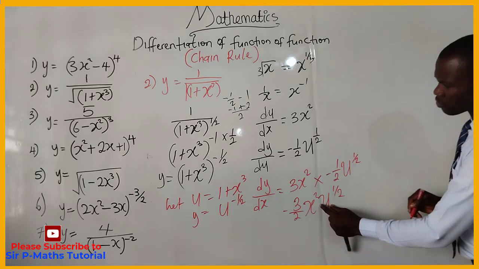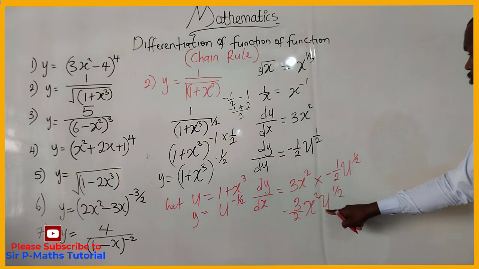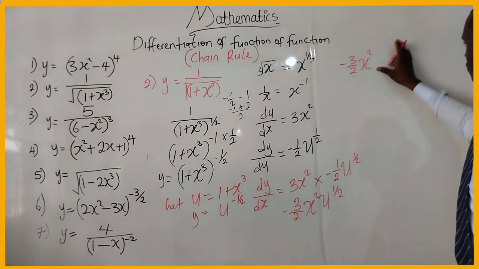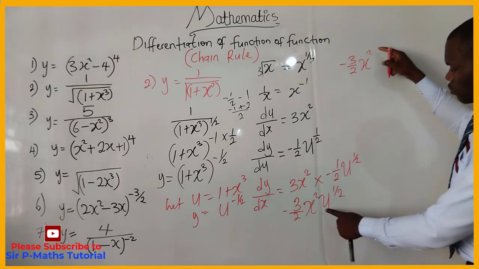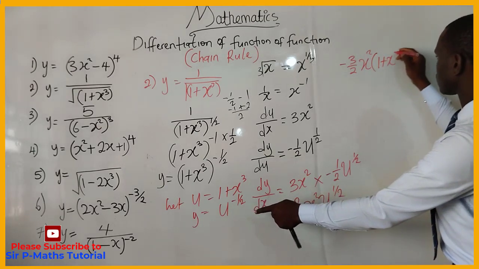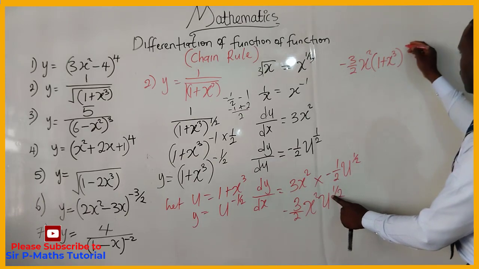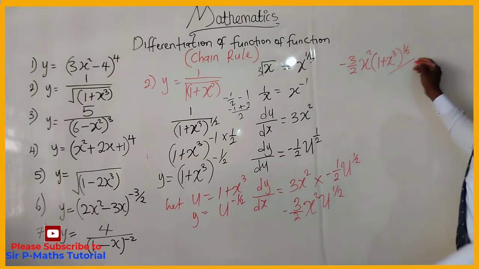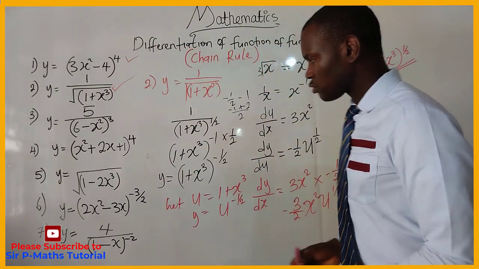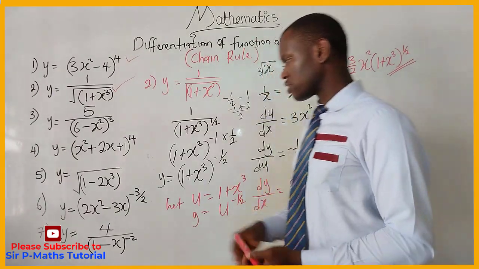But recall that our u is equal to 1 plus x raised to the power 3. So let's substitute. Therefore, I'll have minus 3 over 2 x raised to the power 2. Then we'll now substitute for u. My u is 1 plus x raised to the power 3. We have half here, 1 over 2. This becomes the solution of this guy. So we handle these two. I'll choose another one and solve. Then I'll leave you to solve others as a practice question.